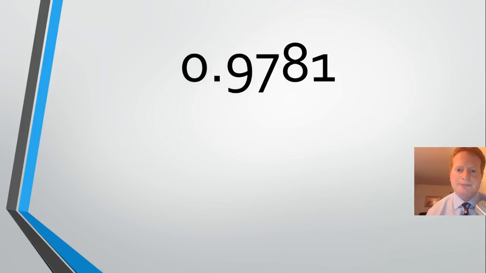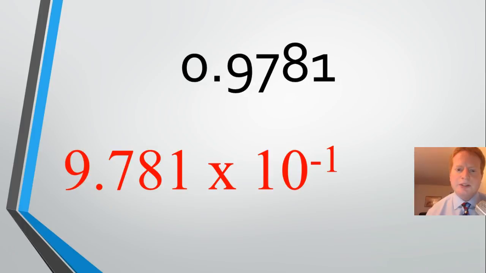What about this one? So this would be, again, we started with 0, so we're going to have a very small number, but we move the decimal one place, and therefore it's 9.781 times 10 to the negative 1.